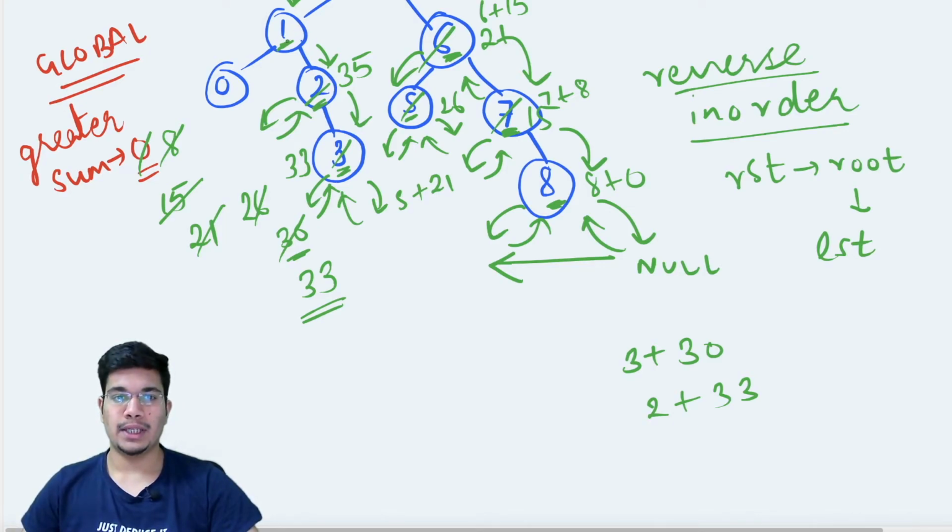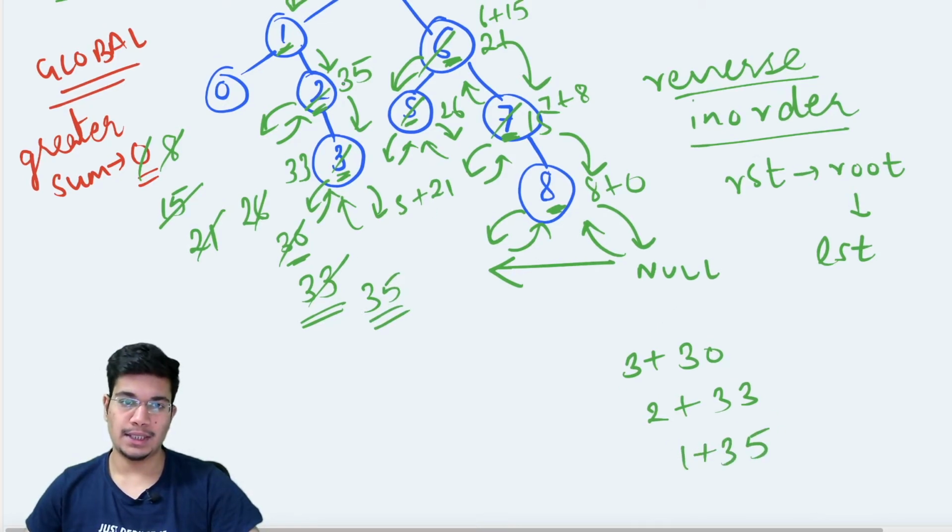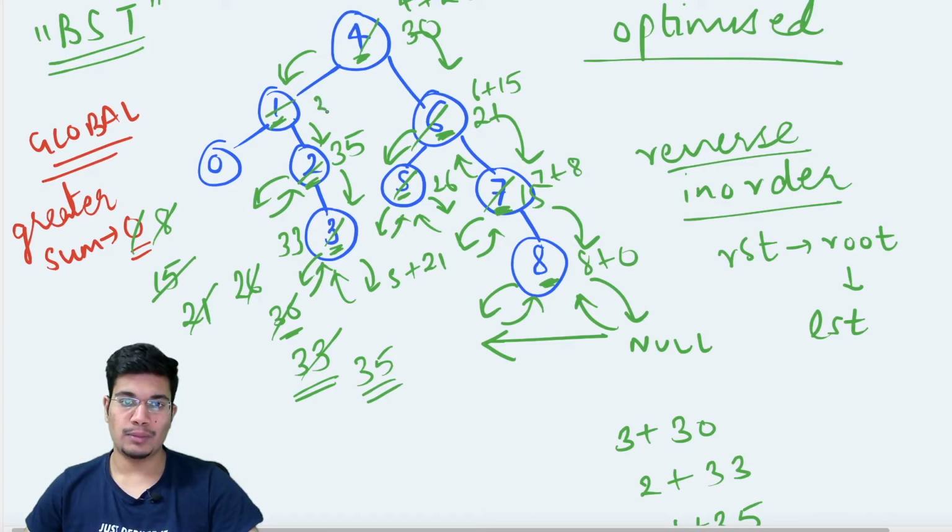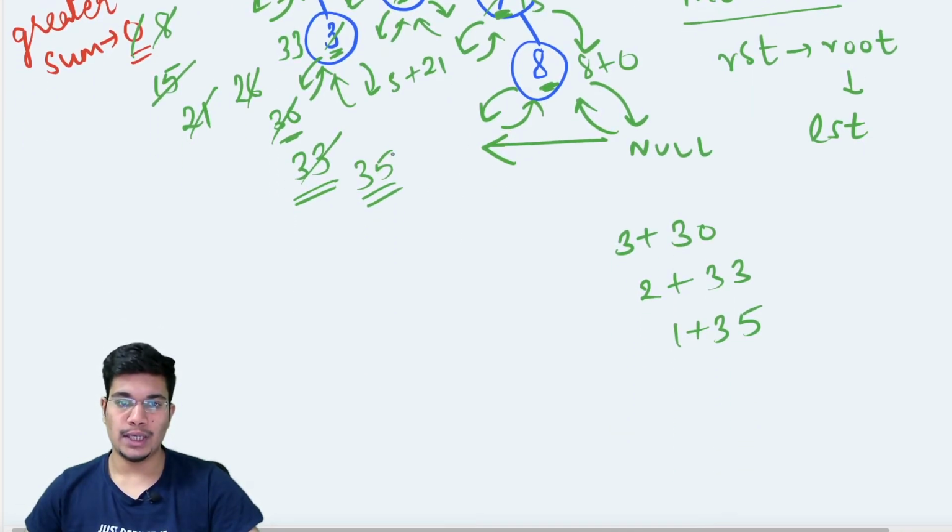Then the call returns to the parent, which is 1. So for 1, we'll add the greater sum, which must have gotten updated to 35. So 1 plus 35 is what we'll get for this particular node, which makes it 36. So this value will now become 36, and the greater sum will also get updated to 36. So this is the sum value.